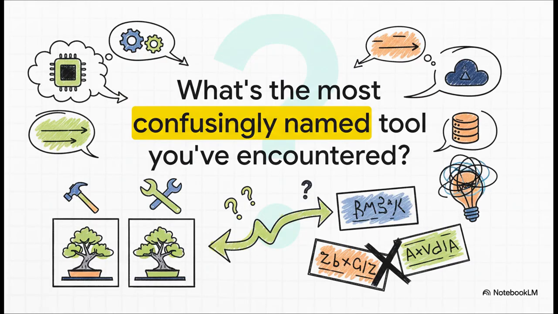You know, this whole situation really shines a light on a common challenge in tech. With so many projects launching all the time, these naming collisions are just bound to happen. So it leaves me with one final question for you. What's the most confusingly named tool you've ever stumbled upon? It's a great reminder that sometimes a clear name is just as important as clean code.